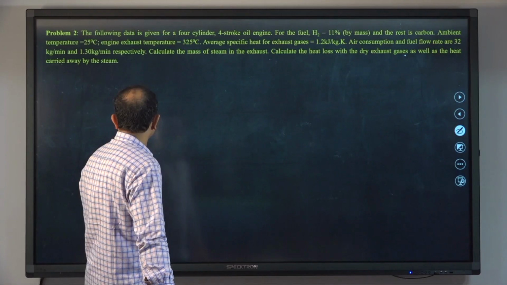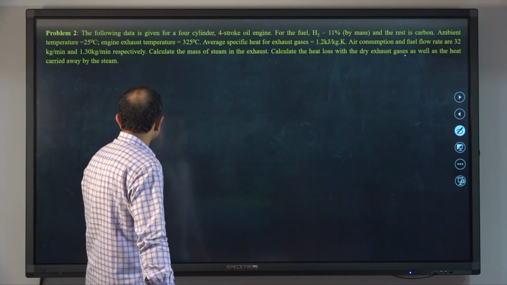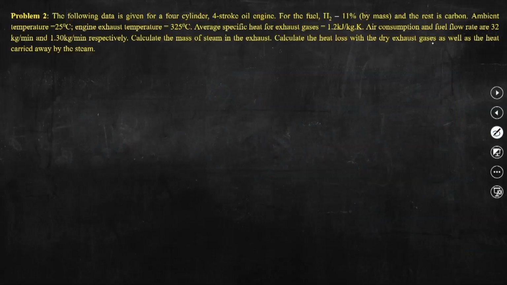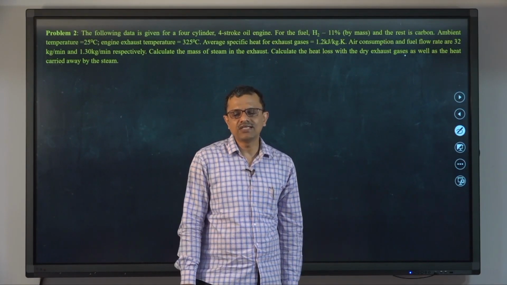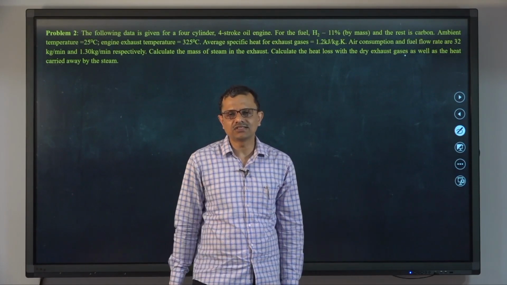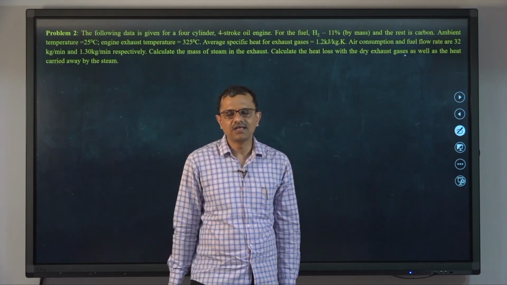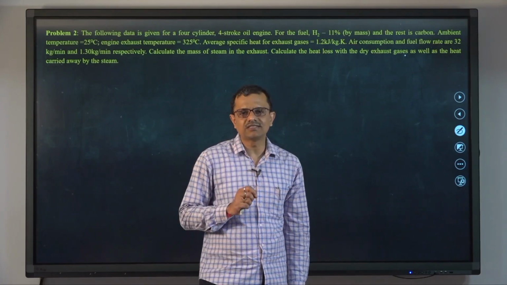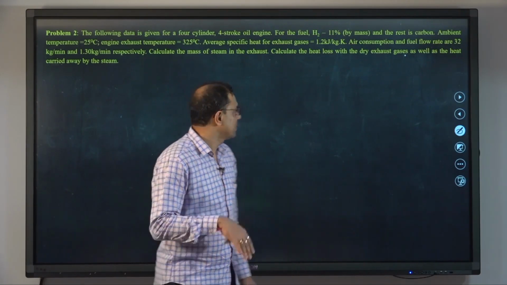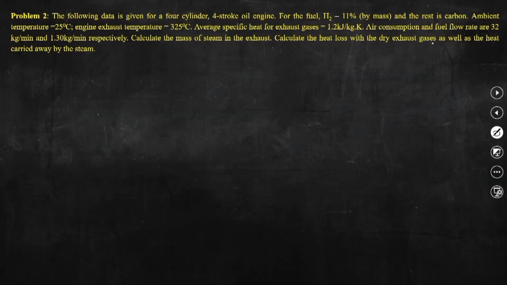Ambient temperature is given as 25 degrees Celsius, engine exhaust temperature is 325 degrees Celsius, and the average specific heat for the exhaust gases is given. As I was saying, specific heat strongly depends on temperature, hence while estimating the enthalpy of the exhaust gas mixture, it is very difficult to use a constant Cp; rather we have to take an average Cp. Air consumption and fuel flow rate are 32 kg per minute and 1.3 kg per minute.